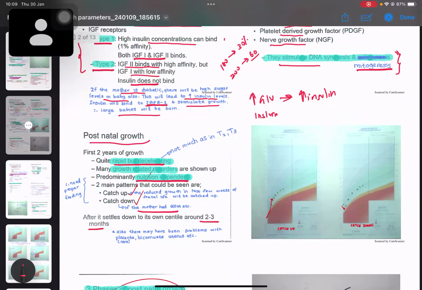Postnatal growth. Postnatal means after birth. After birth, it will depend on other factors. So when you're talking about growth, you have to know at which age, which substance, which chemical is affecting the growth. That will be tested in your MCQs.